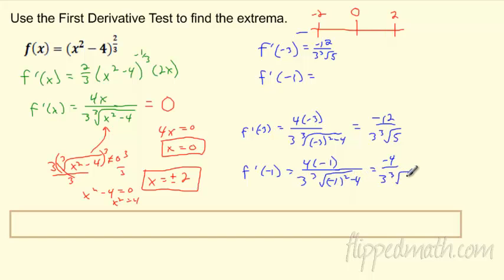So don't freak out. Sometimes people freak out when they get that negative. It's in a cube root. Totally cool. If you have a cube root of a negative, it's going to be a negative. So this is going to be a negative over a negative. This is actually a positive number. You can pull that negative out in front, because it's going to be a negative cube root, and then these cancel. So this number is positive.